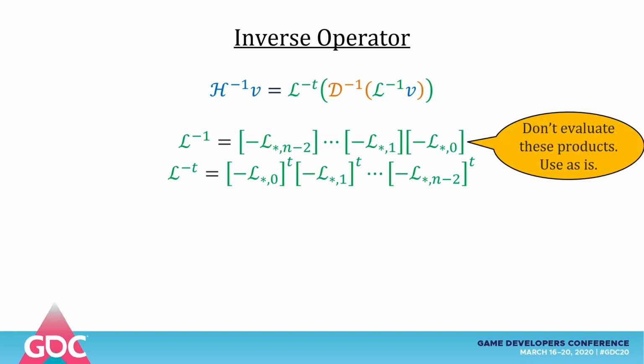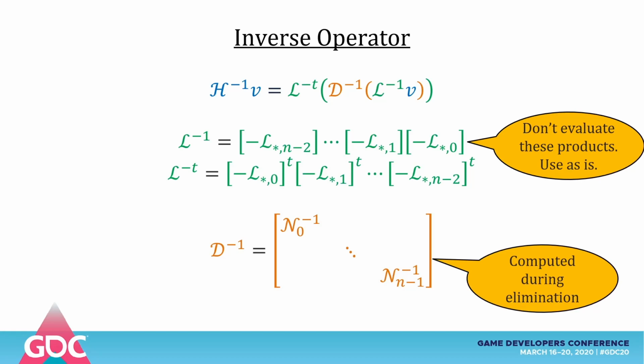And don't evaluate the product of these matrices. Use this decomposition while applying to a vector. And finally, the inverse of D is the block diagonal matrix consisting of the inverses of the node matrices and I's. But these have already been computed during the Gaussian elimination.